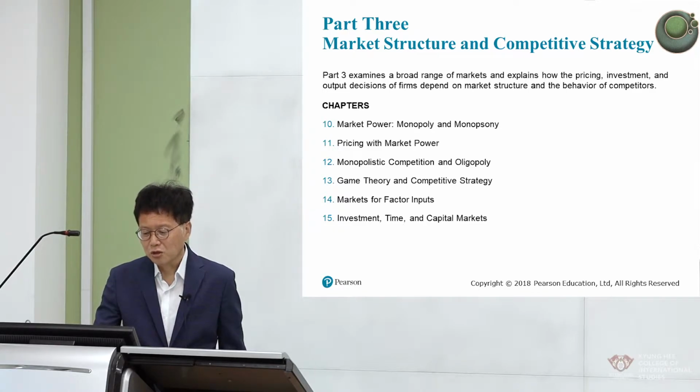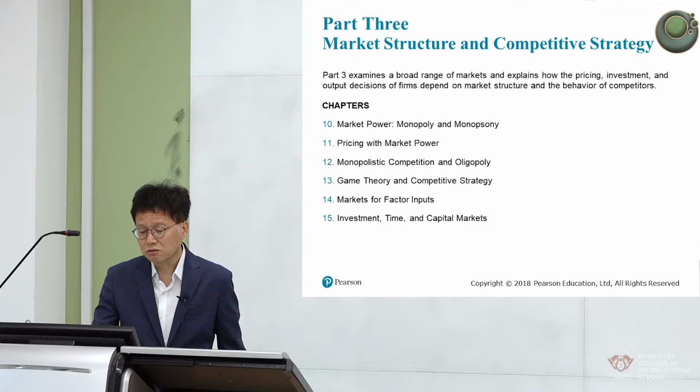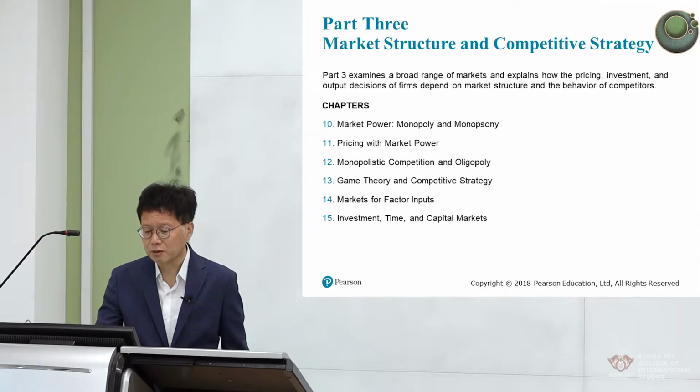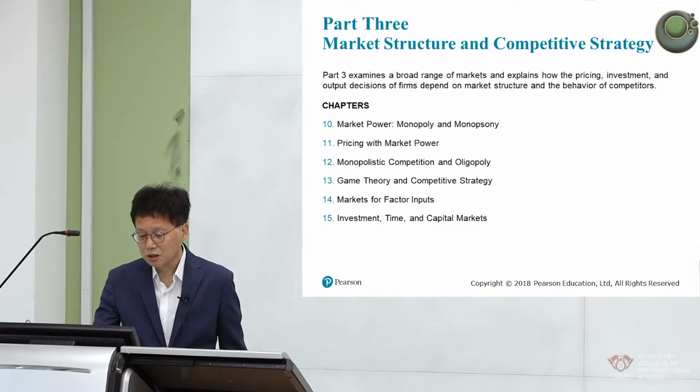So part 1 was consumer theory. Part 2 is production theory when the market is perfectly competitive. Part 3 is firms' behavior when the market is not perfectly competitive. Here are several chapters, but we study chapter 10, market power, monopoly and monopsony. Chapter 11 is skipped, and we go to chapter 12, monopolistic competition and oligopoly.